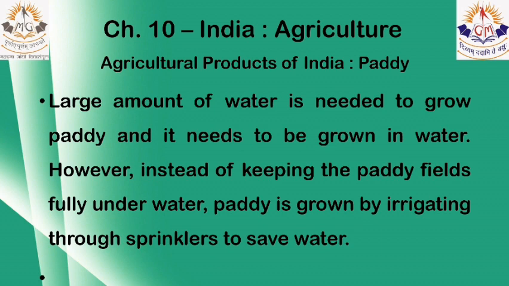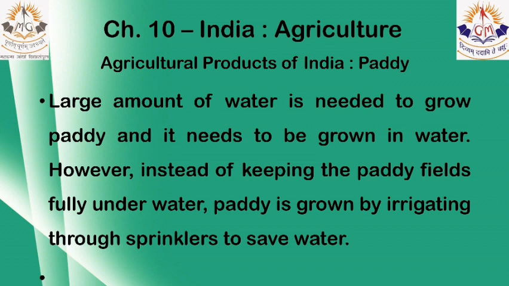Now, how does the crop grow? Large amount of water is needed to grow paddy, and it needs to be grown in water. That means the paddy crop, while it is growing, should be submerged in water. That means it grows in water. That means the depth of the field should be a little bit deep, and till the top of the farm, the whole of the field should be filled with water. Then it's very, very good for the paddy crop to grow.